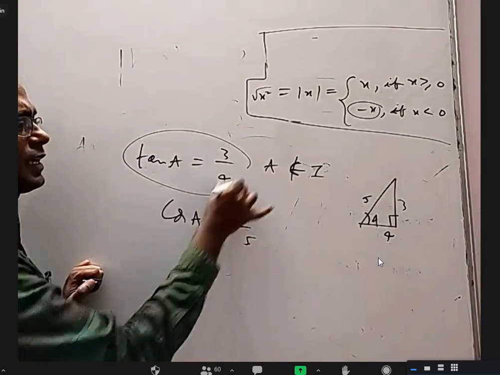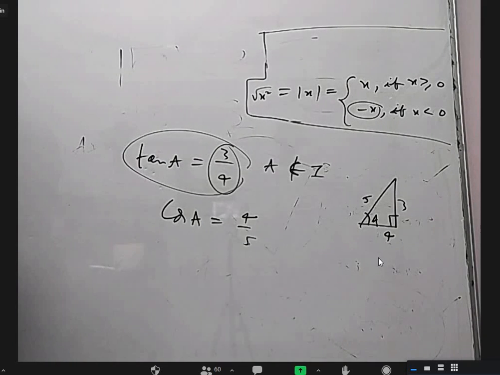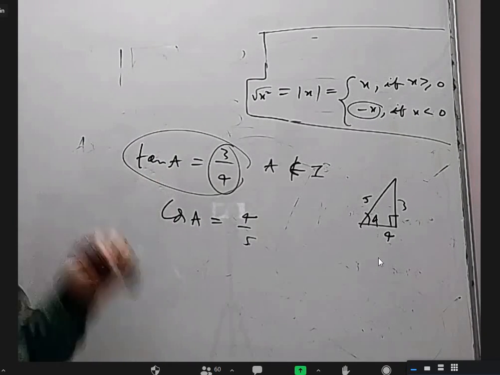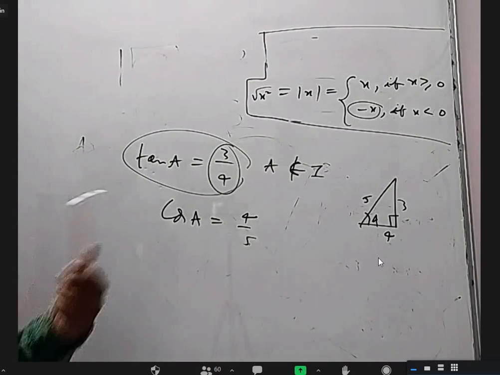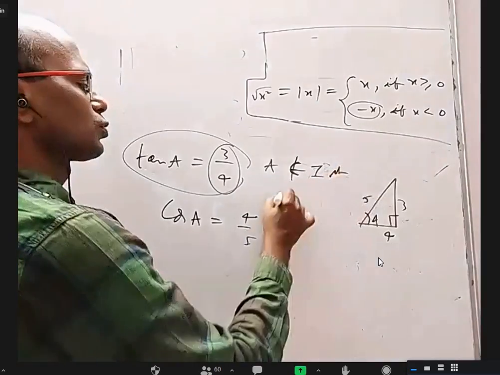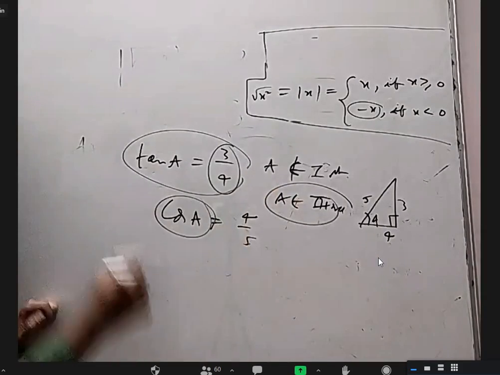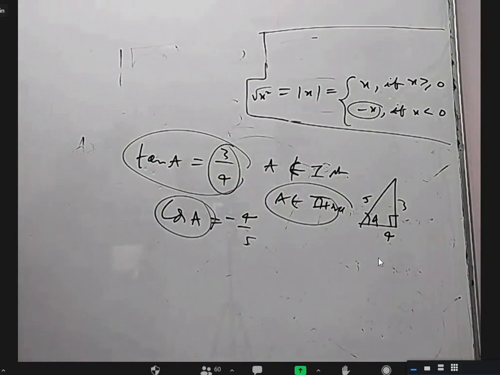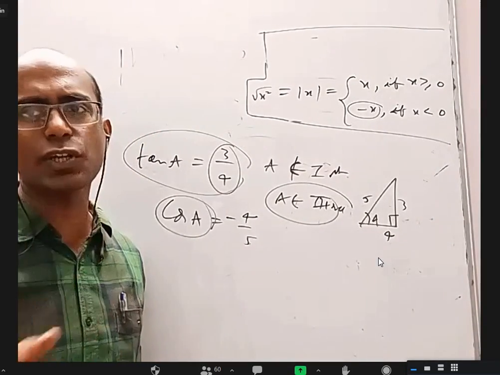Why? Tan A, the 3 by 4 they gave, is it positive or negative? Positive. Tan A is positive in which quadrant? First and third. But I already said it should not belong to the first quadrant, so it belongs to the third quadrant. And in the third quadrant, cos is negative, so we put a negative, minus 4 by 5.